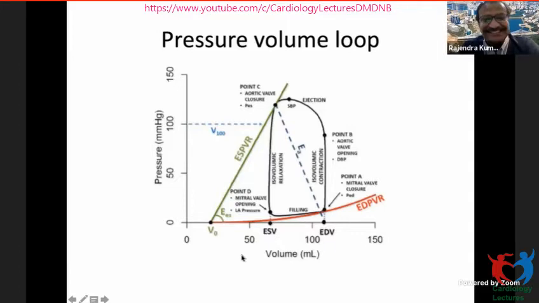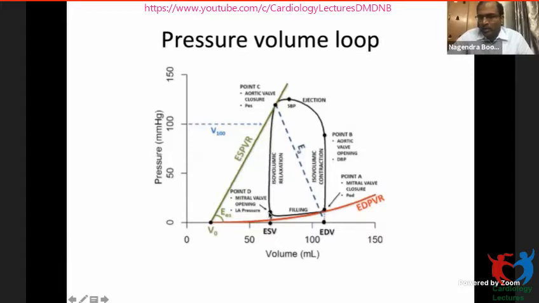the y-axis is your pressure, the x-axis is your volume. It starts from diastole, from this point, end systolic volume. In diastole, the blood is entering the LV. Mitral valve closes here. Isovolumic contraction phase, then blood is getting ejected through the aortic valve. Aortic valve closes here. Isovolumic relaxation. So this is the conceptual pressure volume loop.